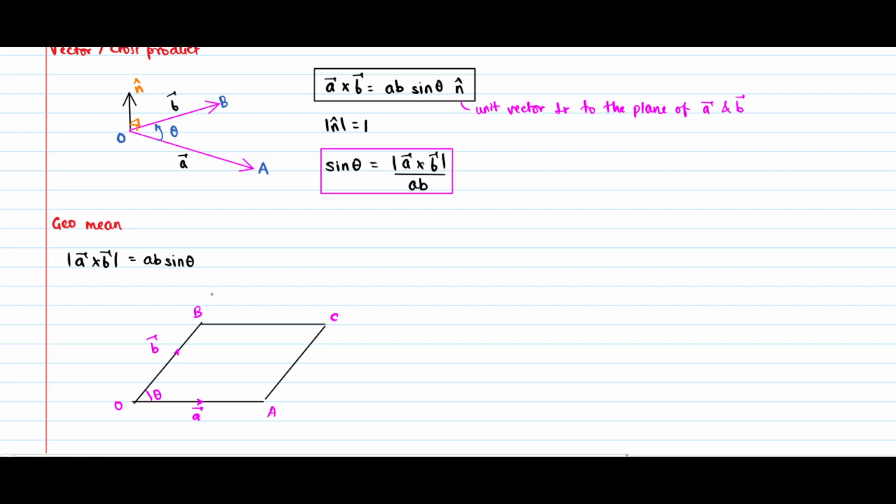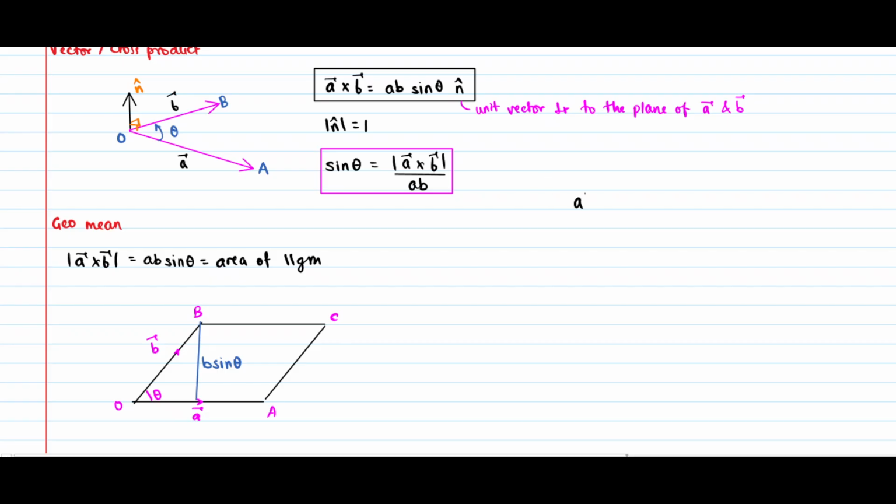Now let's talk about what b sine theta is. b sine theta would be this length, right? The length of this perpendicular drop would be b sine theta. So we have b sine theta, and we have the magnitude of a. If you look at this, this just gives you the area of the parallelogram. So this is the geometrical meaning.